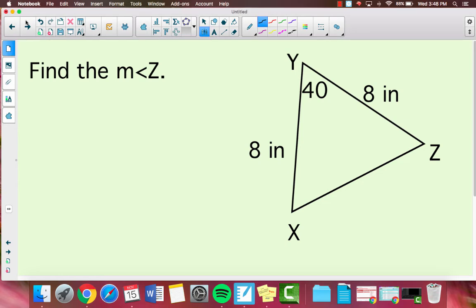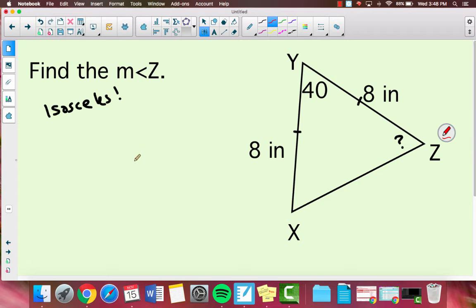So let's use these concepts of isosceles and equilateral to help us solve for missing angles or missing variables. Here I've got an example, and this is what we're given. We're given triangle XYZ, and they tell us that segment XY is 8 inches and segment ZY is 8 inches. So based on our picture alone, what kind of triangle would this be? Hopefully we'd see that it's isosceles. So that means that these 2 sides are the same, but they want us to find angle Z. So this is our missing angle.